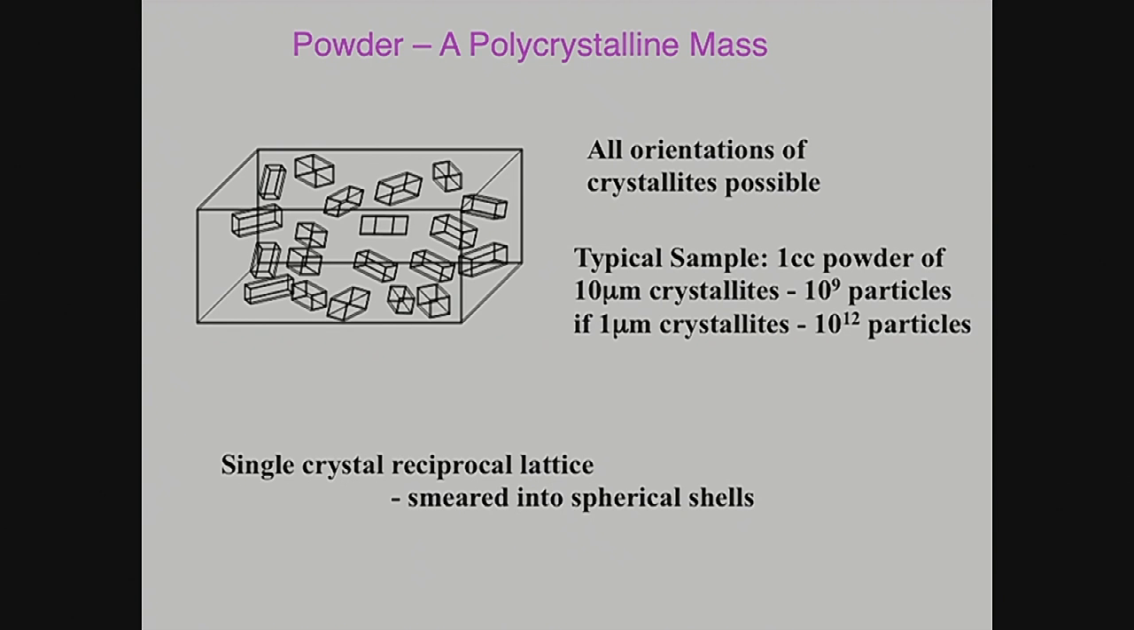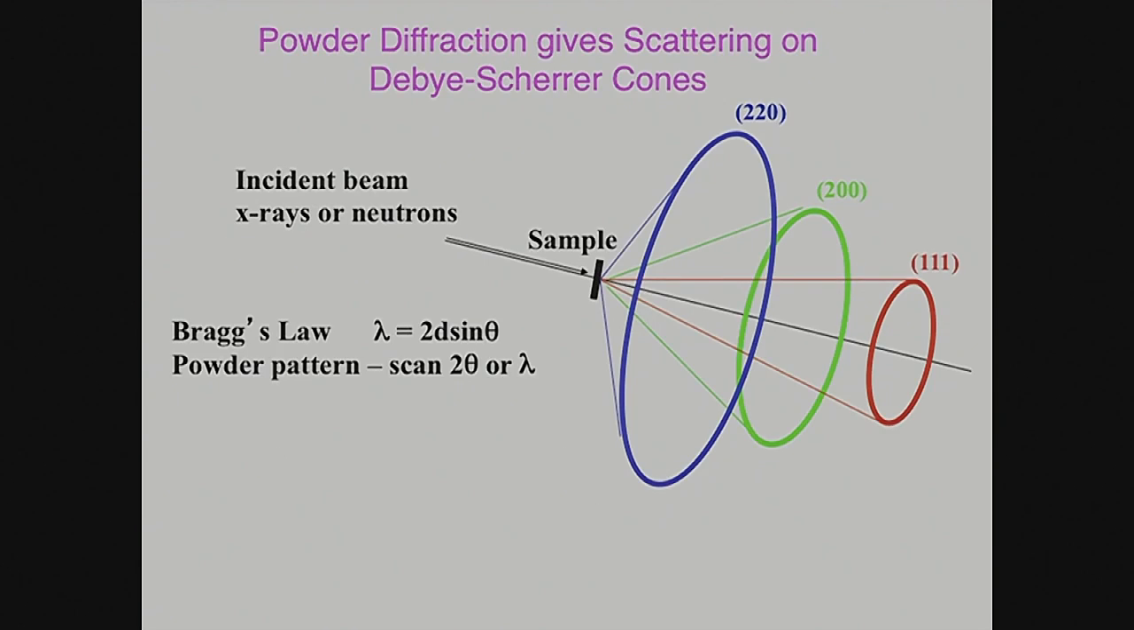That's a very powerful technique, it turns out, with neutrons. What you get from such a sample, instead of having Bragg reflections only in very particular directions corresponding to the orientation of the crystal, is that because you have all orientations of the crystal, you get Bragg reflections at a particular angle to the incident beam all the way around this cone. And those cones are called Debye-Scherrer cones. And that's what you measure with this technique called powder diffraction.